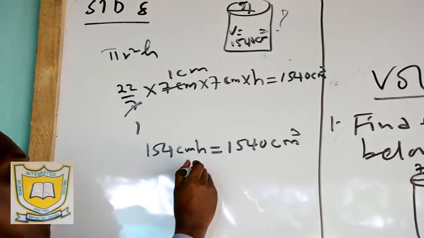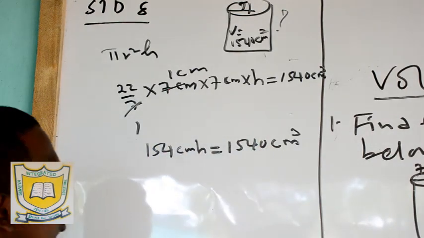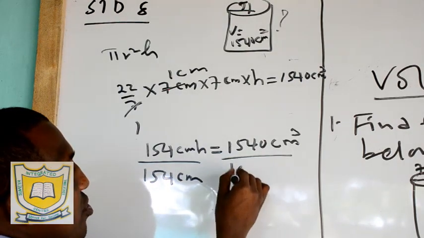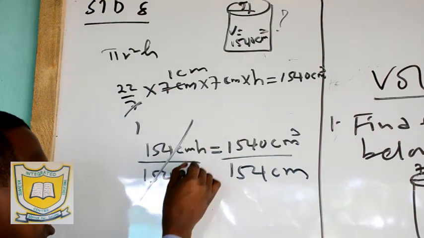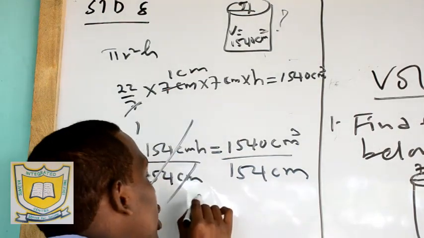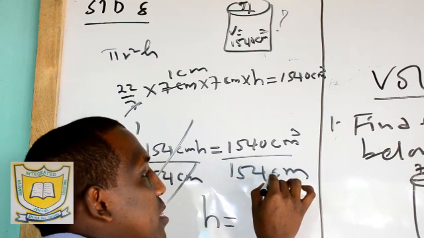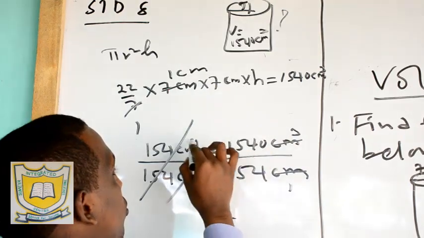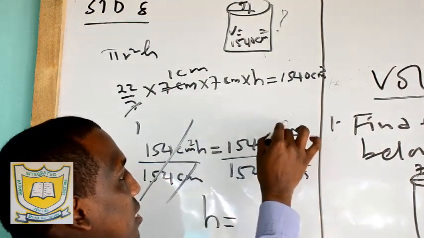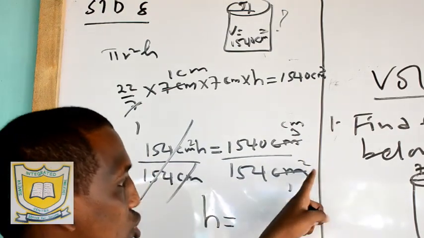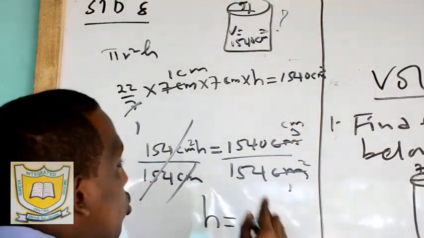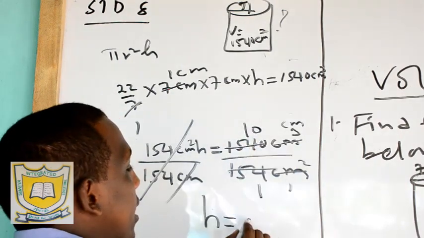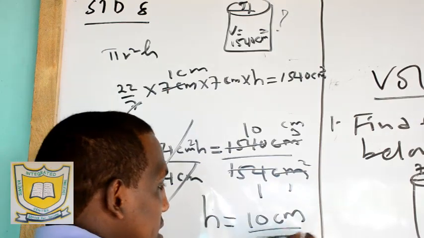To get the height now, we divide both sides by 154. So let us divide by 154. 154 centimeter squared over 154 centimeter squared, they cancel, they go together. So H now is equal to, centimeter, 1 centimeter, now they go together. Here this was squared, sorry. This is 2 and this was 3, so 1 centimeter will remain. So 154 by 154 is 1, and 1540 by 154 is 10. So you get height is equal to 10 centimeter.